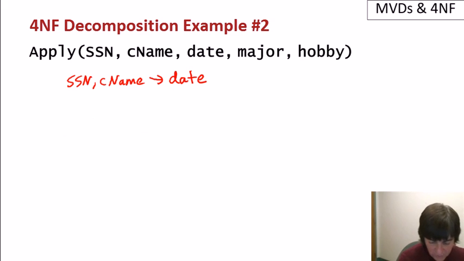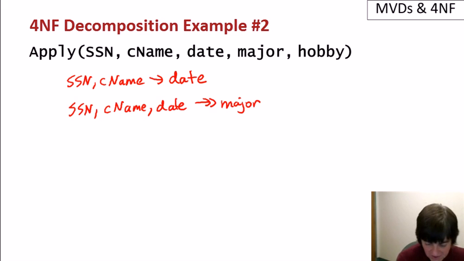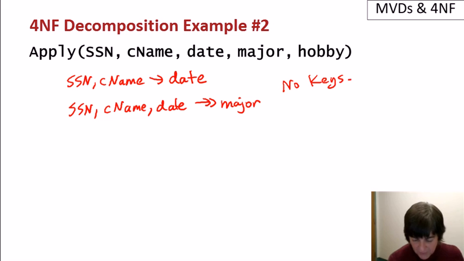Our second example is quite a bit more complicated. Remember, in this example, we have that the Social Security number and college name functionally determine date. That means each student applies to each college on a specific date. And secondly, we assume that majors that were being applied for were independent of hobbies. So we have Social Security number, college name, and date multi-determines the major. And incidentally, that would mean it multi-determines the hobby too. Once again, we have no keys for the relation except for all attributes.